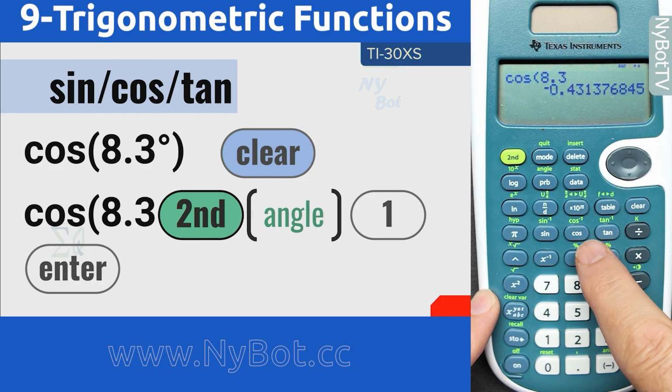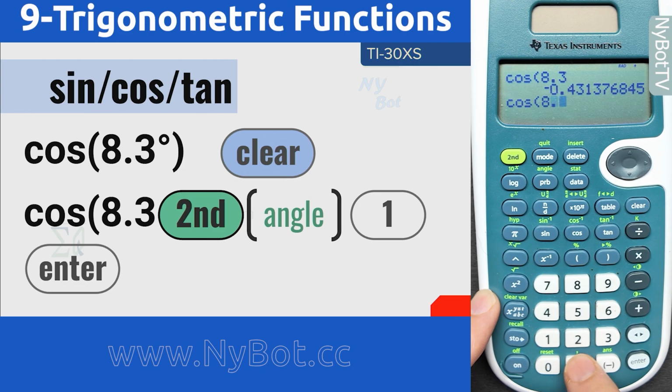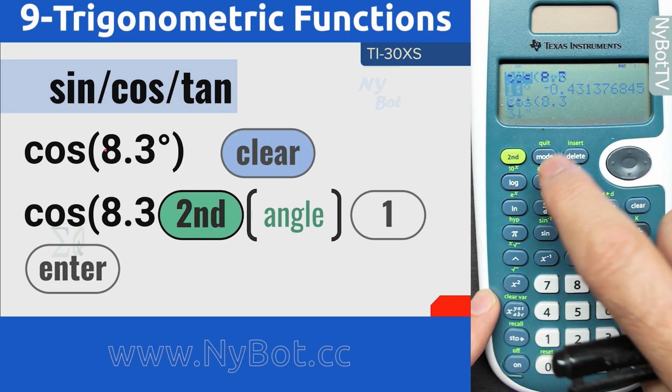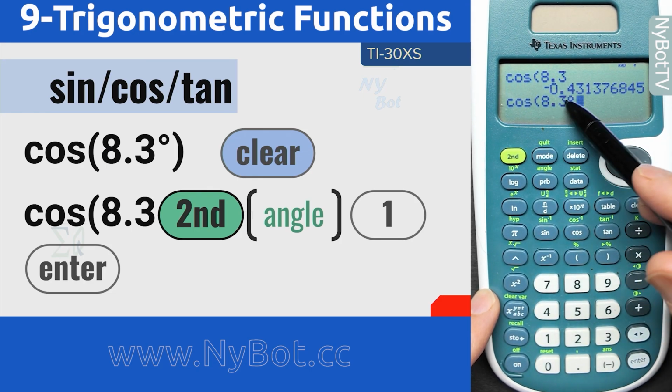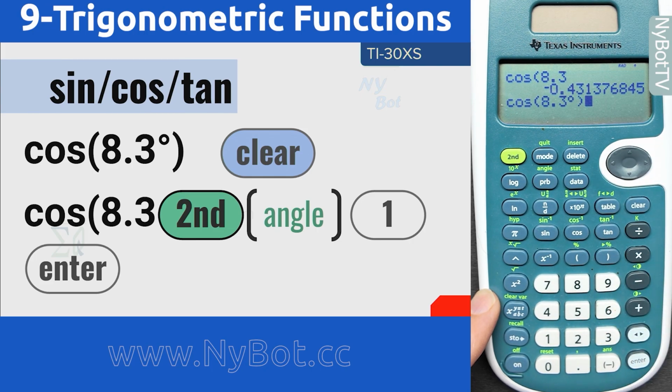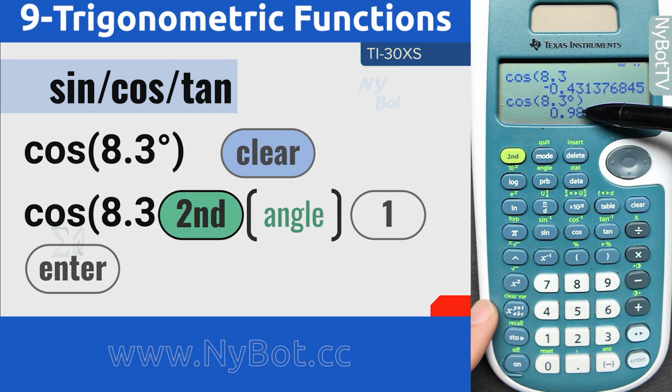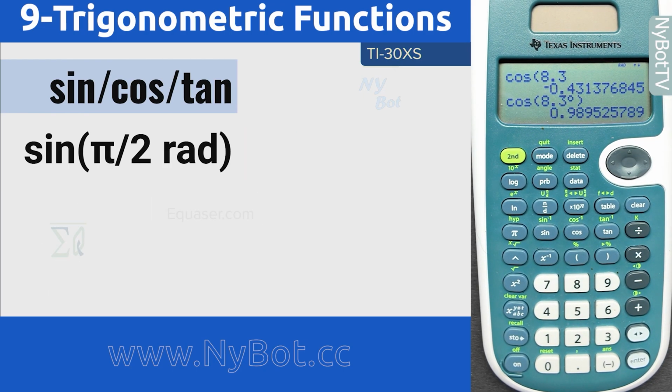Press cosine of 8.3, and in this case second function angle, and from here we can see all these options and more. One is degree, so now it explicitly says 8.3 degree, and if I press enter, the answer is in terms of degree.